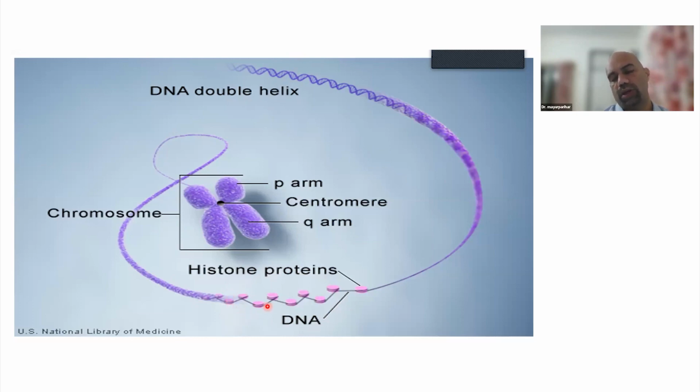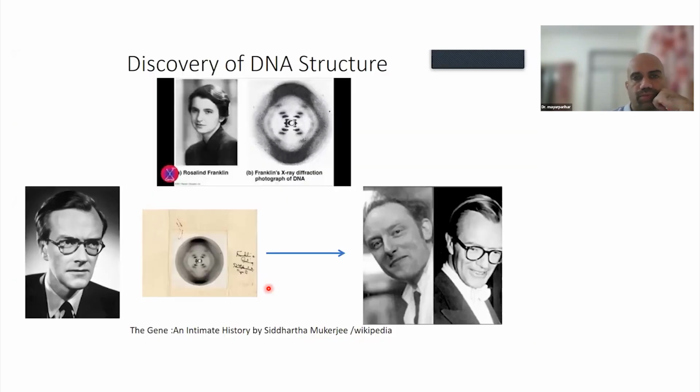So when you look at this part of the DNA, which is in between these histone proteins, that is the DNA which is available for transcription. In order to control gene expression, the DNA can get wound around these histone proteins when it is not available for transcription, or it can loosen up like a yo-yo, and then it is available for transcription.